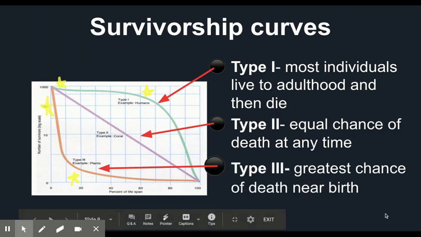Yes. So he actually meant type 3 there, not type 2. Sorry. Okay. For type 2, this is going to be an equal chance of death at any time. So there's no higher likelihood of organisms dying early in life or later in life.